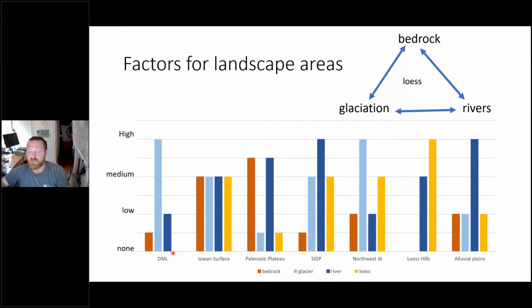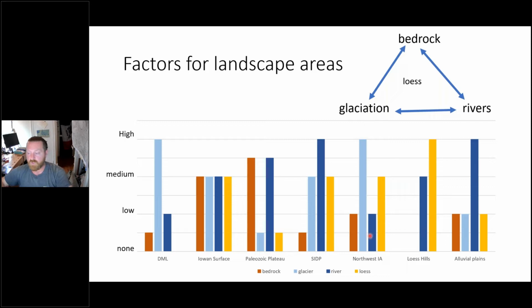So it doesn't have any loess, so that's not a factor. And the rivers aren't as important because the area doesn't have incision. The Loess Hills, on the other hand, are just giant piles of loess in western Iowa. So of course they're going to have the highest input, and the controlling factor is that loess.